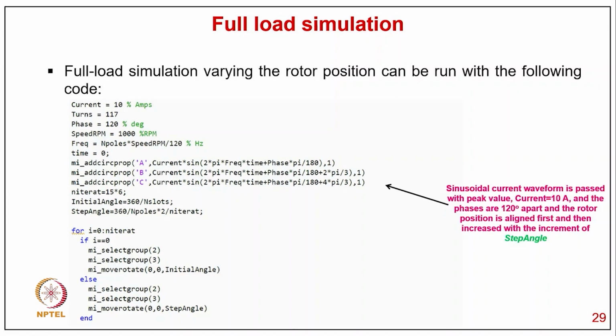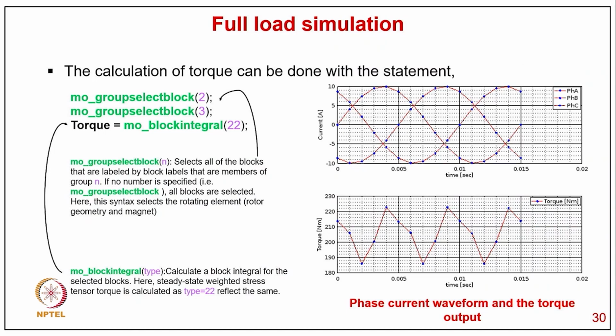For i equal to 0 to n_iteration, if i equal to 0, mi_selectgroup 2, mi_selectgroup 3, and mi_moverotate (0, 0, initial angle), else mi_selectgroup 2, mi_selectgroup 3, mi_moverotate (0, 0, step angle). So the sinusoidal current waveform is passed with a peak current of 10 ampere, and the phases are 120 degree apart, with the rotor position aligned with the first case and then incremented by the step angle. The calculation of torque can be done with the statement: mi_groupselectblock 2, mi_groupselectblock 3, and torque equal to mi_blockintegral 22.